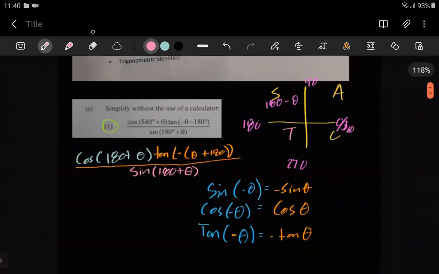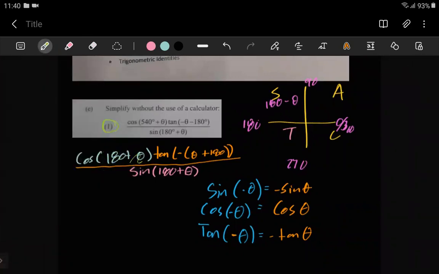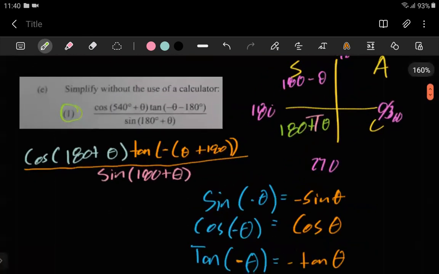So the idea is that at the top, this is 180 plus. In the CAST diagram, 180 plus is in this quadrant, and only tan is positive there. So this we have to change to a negative, negative cos theta. Now remember, you have to be careful to remember that we're actually just multiplying.